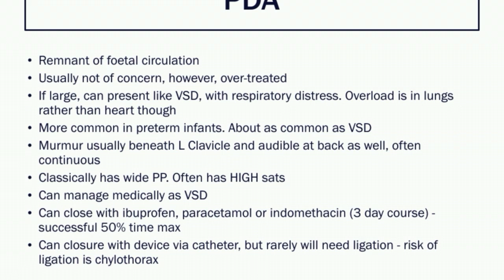They're about as common as VSDs, so about 1 in 500, and the murmur you hear is beneath the left clavicle, which is the position of the ductus, and it's usually continuous. And you can often hear it at the back as well. They have a wide pulse pressure because you've got runoff through the PDA backwards, which basically reduces your diastolic pressure, and you increase your own systolic pressure to make up for that. And you often have high SATs because of the blood going back in through to the lungs. You medically manage as VSD with diuretics, etc., and maximising respiratory support and weight.